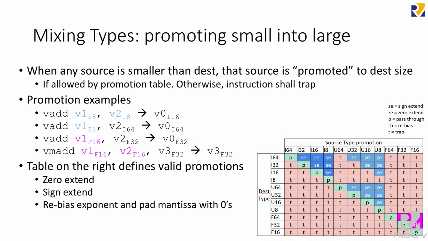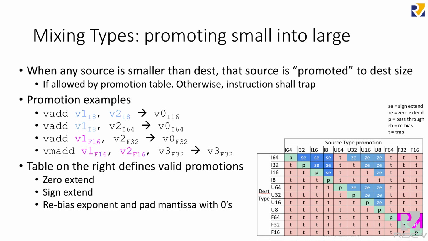So for example, you will be able to say, I want to add V1 and V2, which are both integer 8s, and I will put the result in an integer 16. In this case, the way to think about it is the integer 8s, being signed, get sign extended to 16 bits. The values from V2 get sign extended to 16 bits. You add them in 16 bits, and you create a 16-bit result.